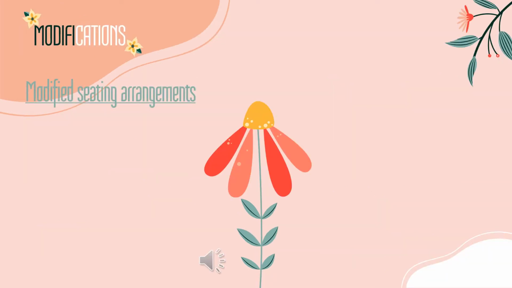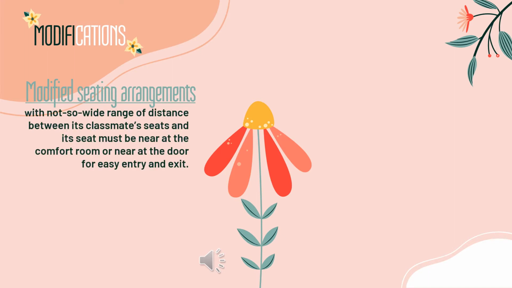Also, have a modified seating arrangement with not so wide a distance between classmates' seats, and the seat must be near the comfort room or near the door for easy entry and exit, especially when having an emergency. When the CF student's symptoms are triggered, he or she can easily go to the clinic room or the comfort room.